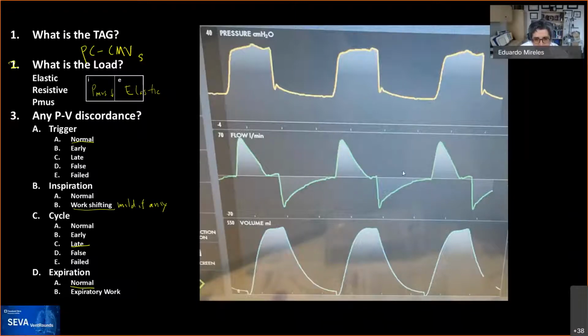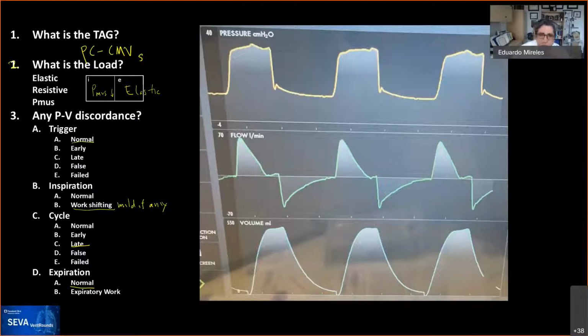And there were some that thought the second best option was PMUS. The majority of people thought that this was a normal trigger. The majority thought that the inspiration was normal, and some put a mild to moderate work shifting, so three of them. And for the cycle, the majority of people recognize this as being late. And so go ahead. What do you think, Chip?